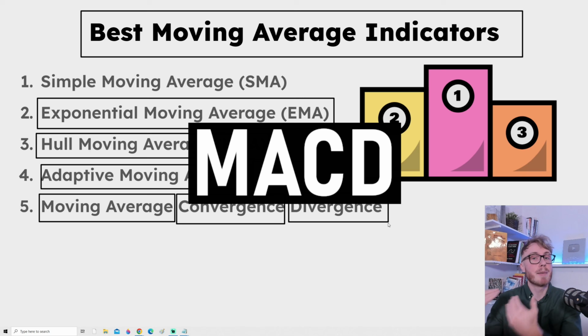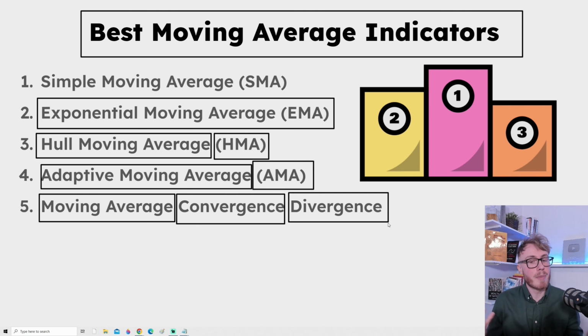This is the MACD. If you didn't know, the MACD, as you can actually hear in the name, is actually a combination of moving averages. You combine moving averages to get momentum signals. So I'm going to talk a little bit about how this works and go a little bit deeper into how moving averages affect the MACD.